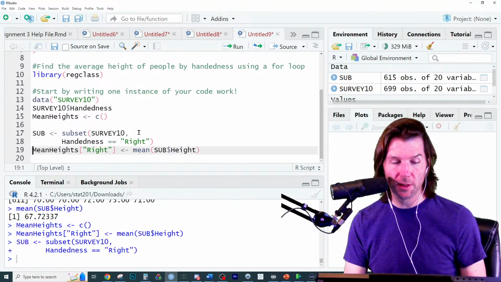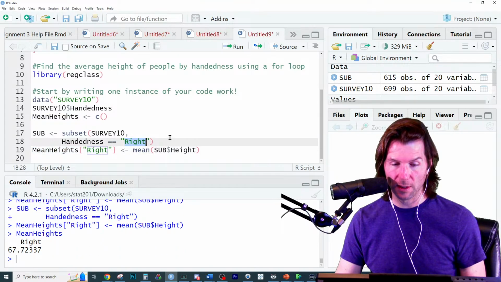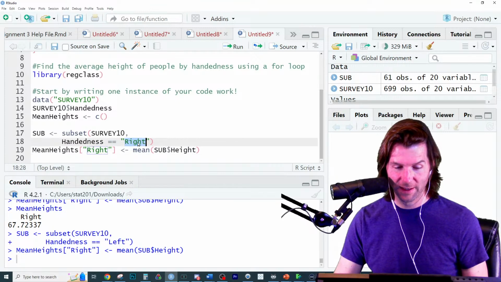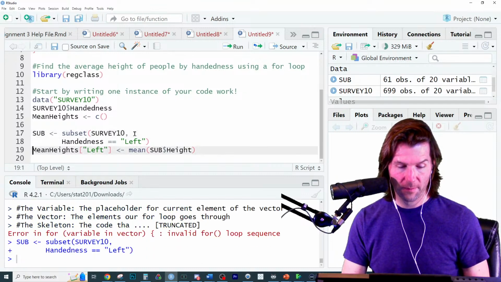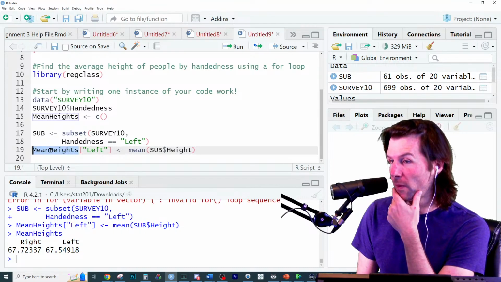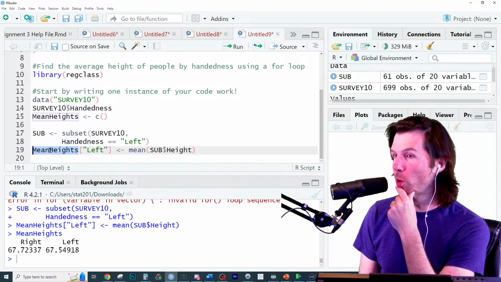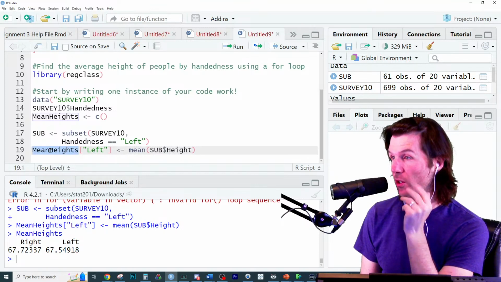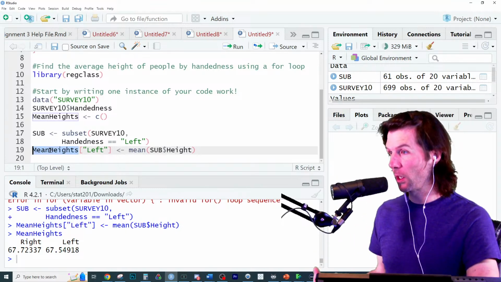So if you think about how I would run this now, I could run this by changing this to left, right? Oop, I just overwrote it. I need to change both of these to left. Is that making sense right there, Kaya? So all I did was take a subset of survey 10, handedness is equal to left, and store into the vector mean height, which I created up there, into position left, the mean of the subset I made. But here's where we get into the exact theory of making a for loop.